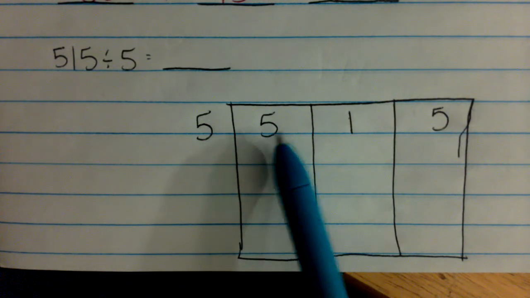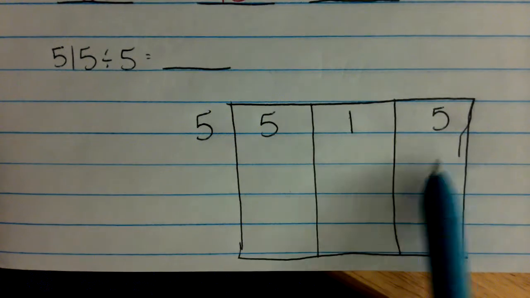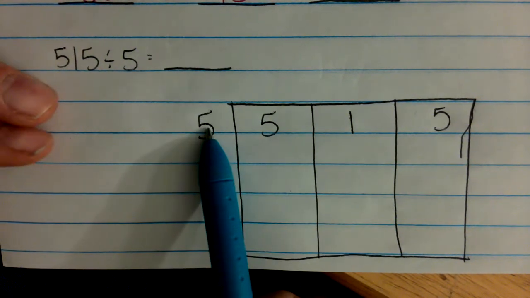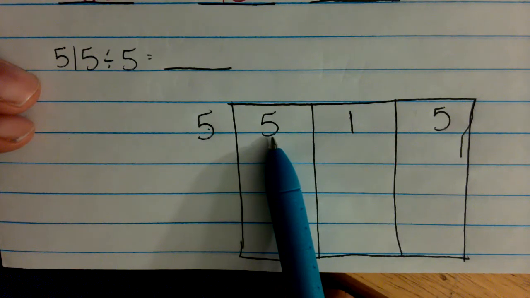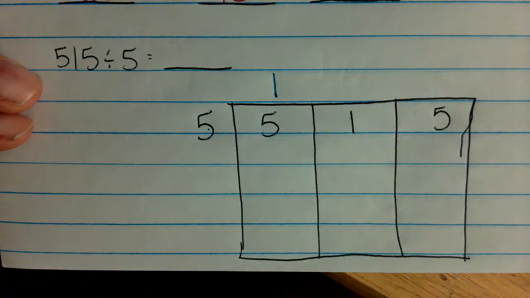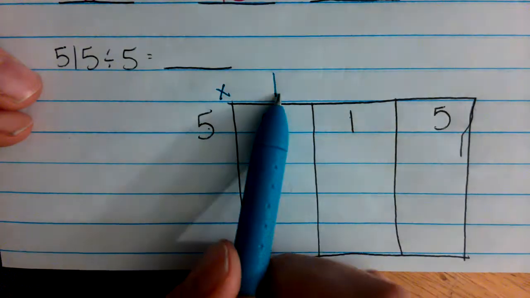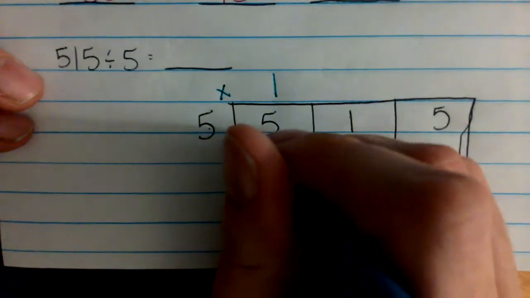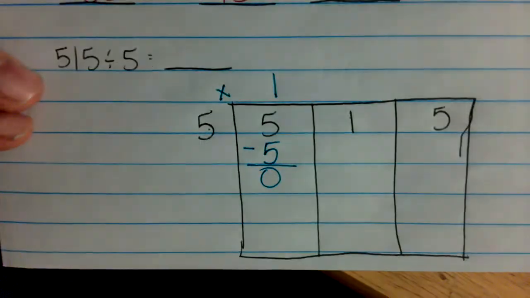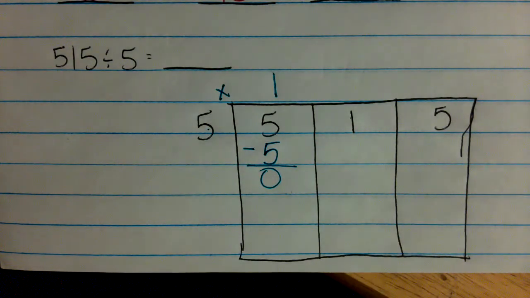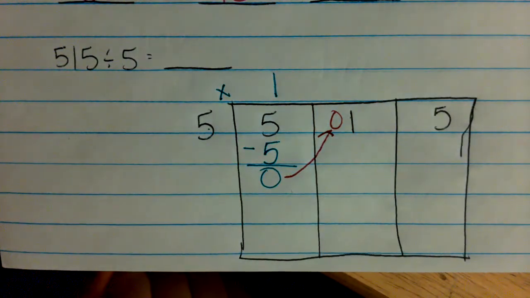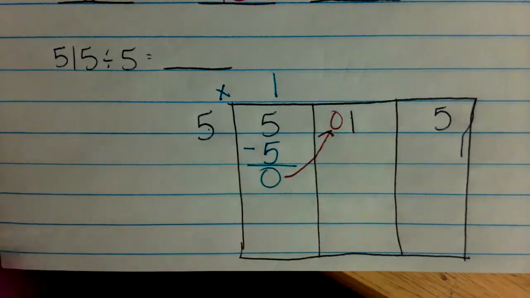So the first thing we're going to do is treat each of these as their own individual number. So looking at 5, how many times does 5 go into 5? Well, one time. So I'm going to put a 1 at the top. Then 1 times 5 equals 5. So I'm going to subtract 5, and that gives me 0. Then I'm going to carry this 0 over and put it in front of the 1. So whatever answer I get here, I'm going to put in front of this number.